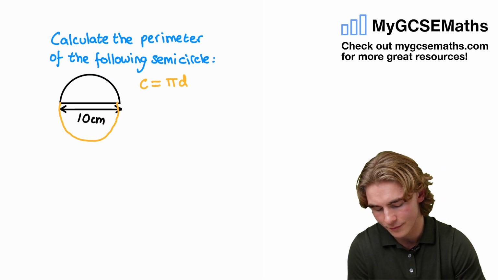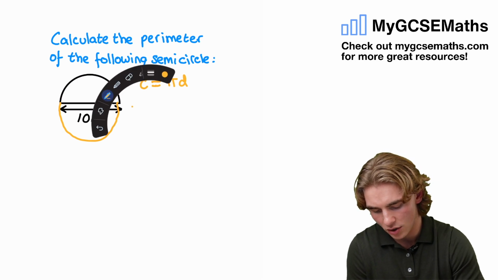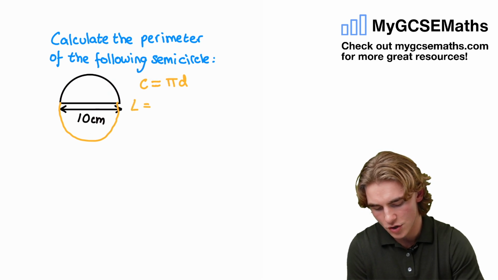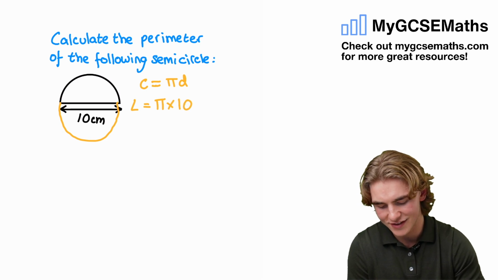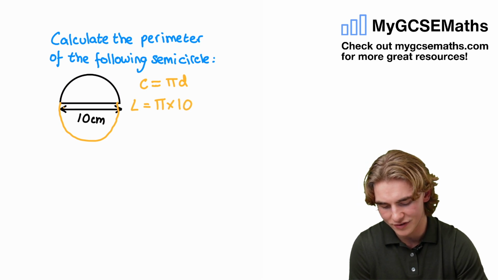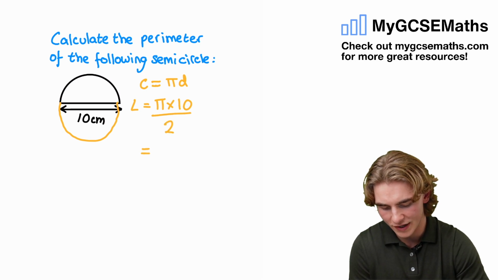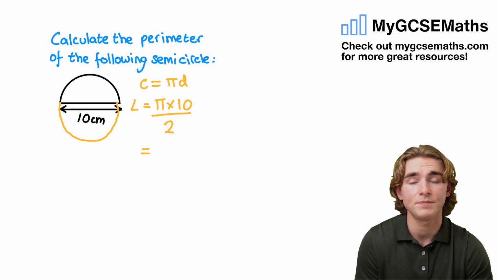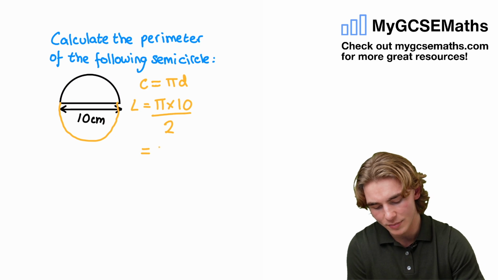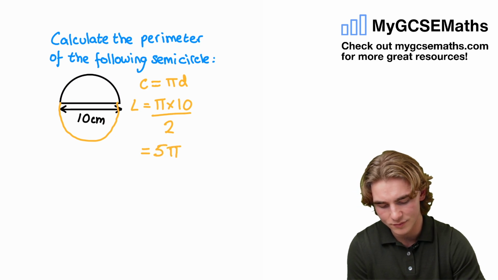Pi times diameter. So in this case, the arc length, let's call it L, is equal to pi times our diameter. Our diameter here is 10, the length all the way across our semicircle, and then we're going to have to divide this by 2. Pi times 10 would be 10 pi. 10 pi divided by 2, guys, is going to be 5 pi. And we're going to leave our answer in terms of pi here.